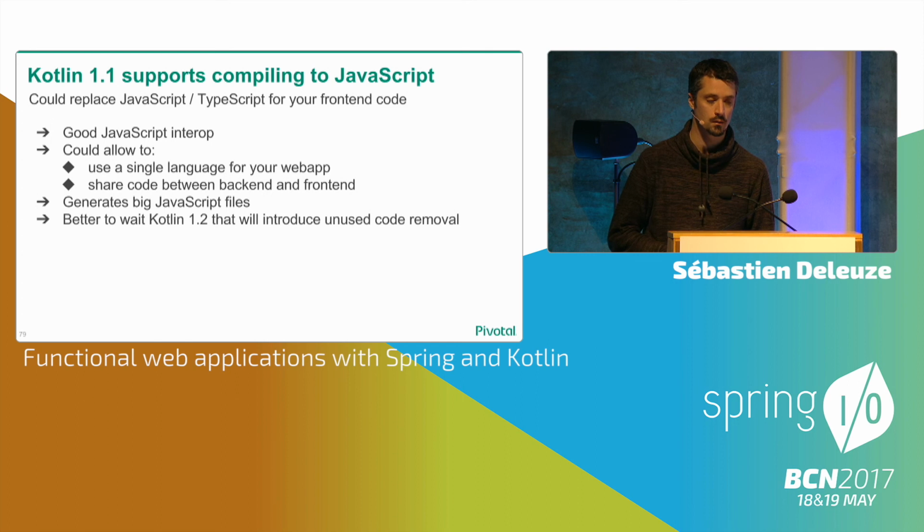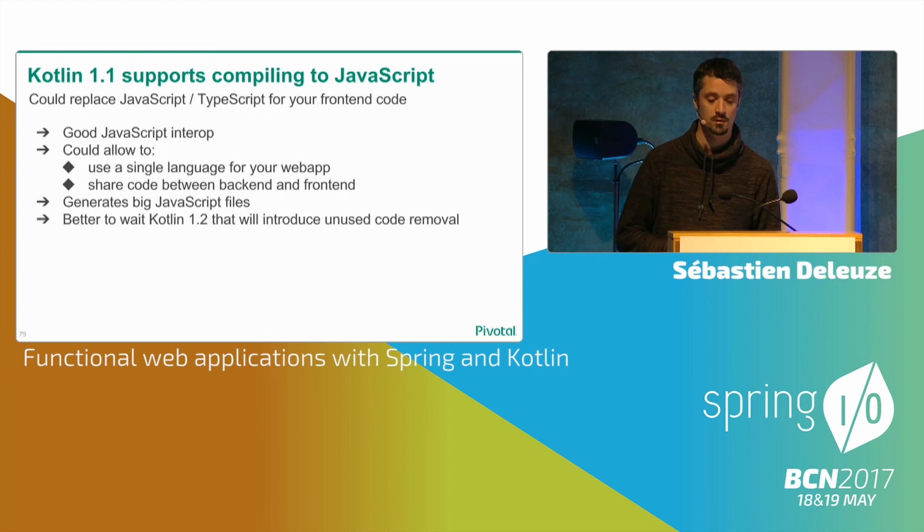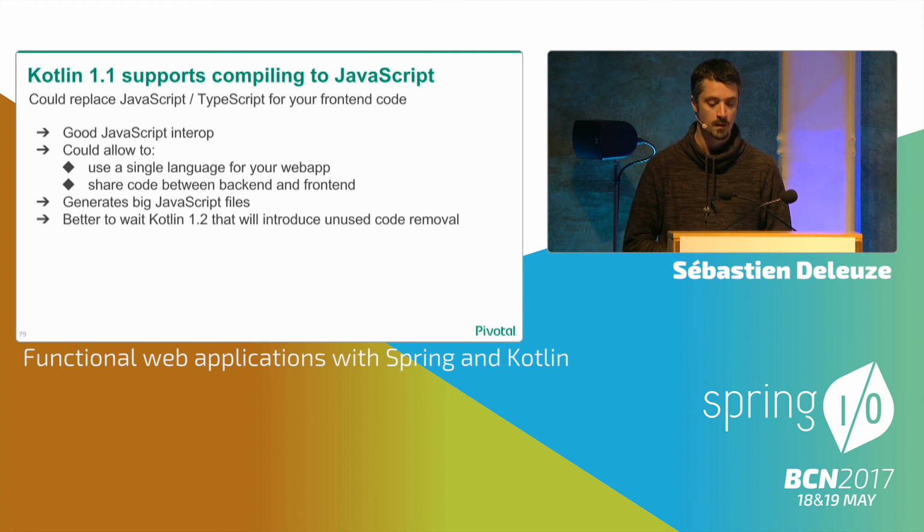Kotlin 1.1 targets not only the JVM and Android, but also compiles to JavaScript. So it could be used to replace JavaScript or TypeScript for your front-end code. It has very good JavaScript interop, so you can call JavaScript code from Kotlin front-end code. It could be used to have a single language for your web app and share code between backend and frontend, for example.